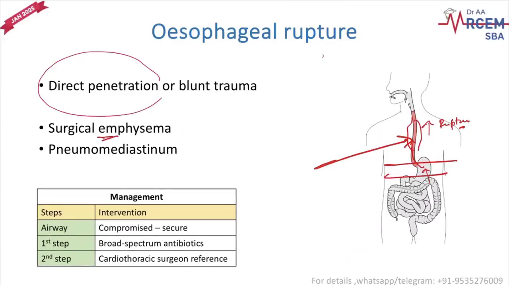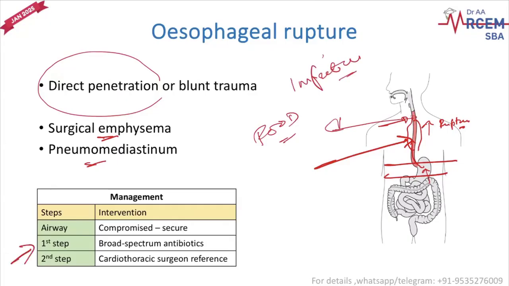Surgical emphysema can be present because the esophagus has some amount of air in it, and pneumomediastinum can be seen because it is a mediastinal structure. Air is leaking out, so pneumomediastinum and surgical emphysema can be seen. Along with it, the esophagus has food particles. These are unsterile. If they get spilled out in the mediastinum, it can cause severe infection, even death. Most of the time, the death is because of the infection, not because of the esophageal rupture. For that reason, the first step in management of an esophageal rupture is to give antibiotics. The second step is to involve cardiothoracic surgeons.